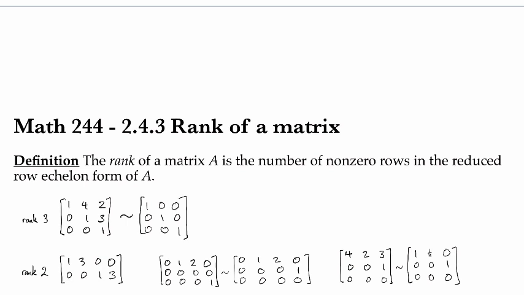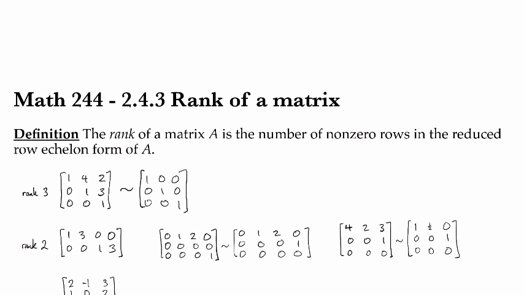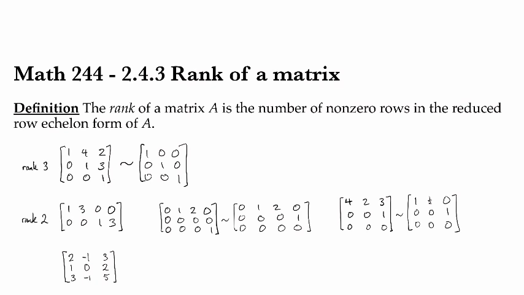Now, the idea of rank most becomes apparent when we look at an example maybe like this one, where it's not apparent what the rank is because we're not in reduced row echelon form yet, and something interesting happens when we row reduce it. So let's see.